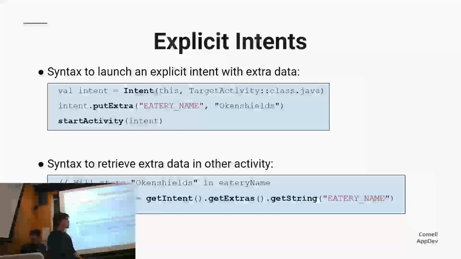So this is the syntax for doing an explicit intent. Just a reminder, we create an intent, we put the data that we want to send into our next component, and then we actually pass the intent by calling startActivity. And on the other side, we get that information through getIntent, getExtra, getString.